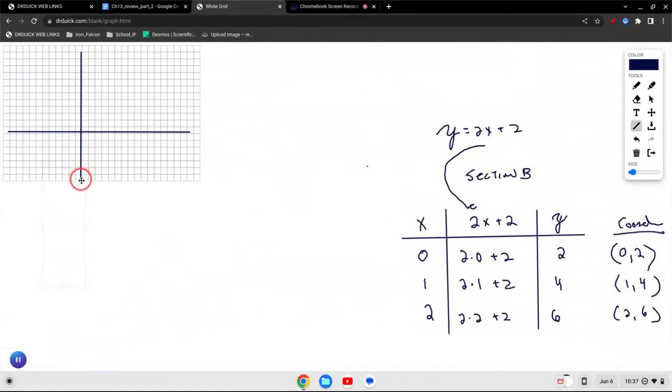I indicate my axes. You must do this. It's a great habit to get into. So I'm going to go over 0, which means I don't move in the x. I go up 2, 1, 2. I go over 1. I go up 4, 1, 2, 3, 4. And the last one, I go over 2, and I go up 1, 2, 3, 4, 5, 6. There are my 3 dots. Okay.